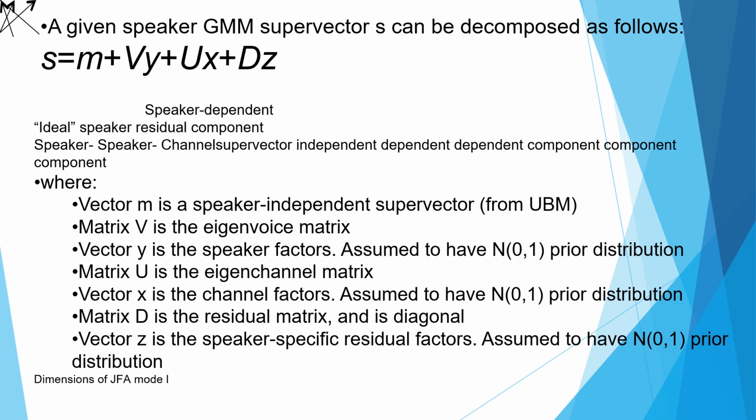Where vector m is a speaker-independent supervector from the UBM. Matrix V is the eigenvoice matrix, where vector y is the speaker factor assumed to have an N(0,1) prior distribution. Matrix U is the eigenchannel matrix. Vector x is the channel factors assumed to have an N(0,1) prior distribution. Matrix D is the residual matrix and is diagonal. Vector z is the speaker-specific residual vector assumed to have an N(0,1) prior distribution.